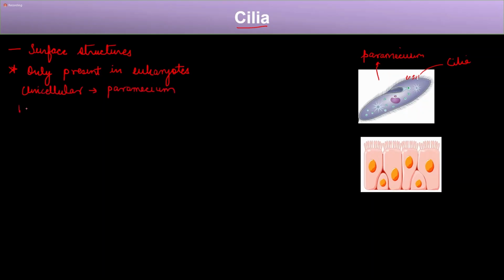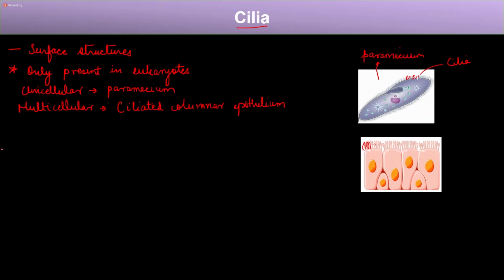Paramecium. Similarly, if we talk about the multicellular organism, the second figure here represents the columnar epithelium cell. The columnar epithelial cells are present in our lungs, and these have a surface extension called cilia. So we can also say it is ciliated columnar epithelium. Why? Because it is of columnar shape and it has cilia. So in multicellular organisms, the example is ciliated columnar epithelium, and in unicellular organisms, it is present in paramecium.